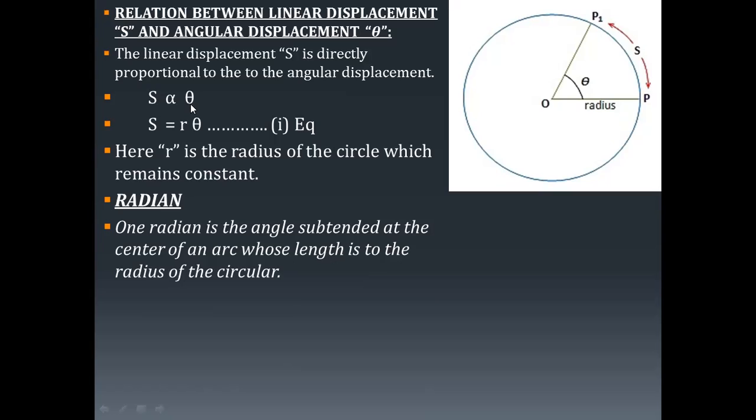While removing the sign of proportionality, definitely we are going to put another constant. The constant quantity here is r. We can say that S is equal to r theta is the relationship between the linear displacement and the angular displacement. So here r is the radius of the circle which remains constant.